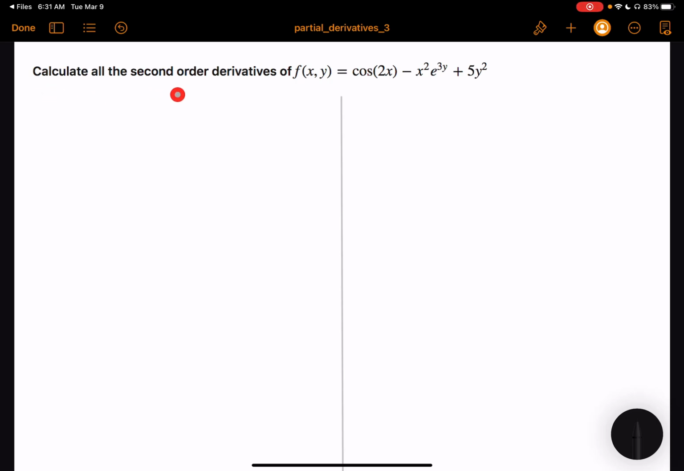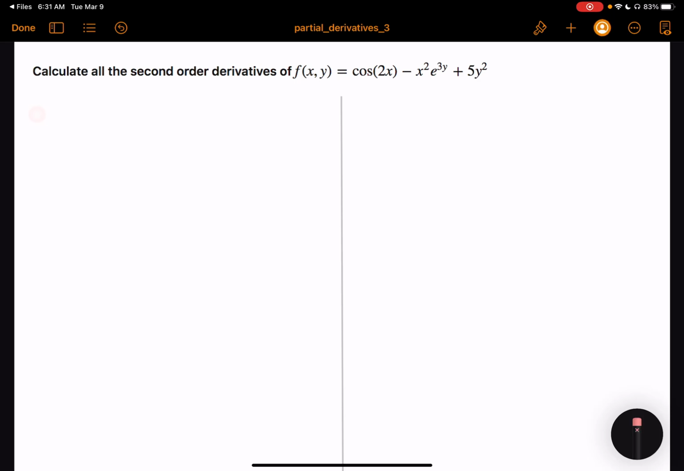Calculate all the second order derivatives of f(x,y) = cosine 2x - x squared e to the 3y + 5y squared. Let's start with the first order derivatives.